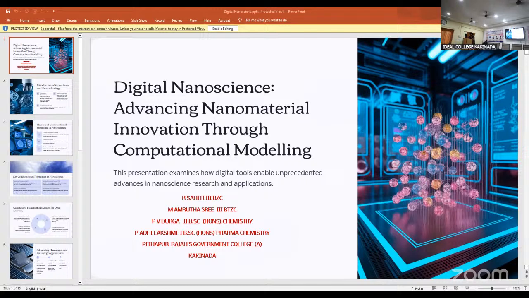Nanotechnology plays a crucial role in various scientific and practical applications, including healthcare, agriculture, transportation, environmental protection, energy, and aerospace. However, experimental studies in nanoscience face limitations due to cost, slow processes, and difficulty of conducting and controlling experiments. This is where computational modeling becomes invaluable.